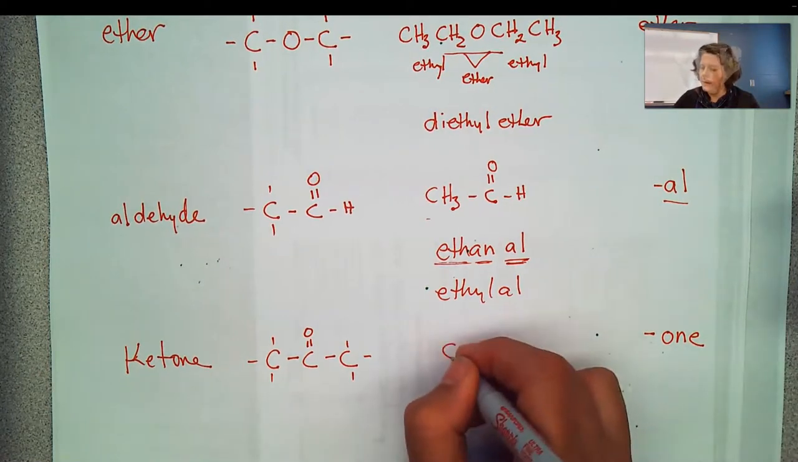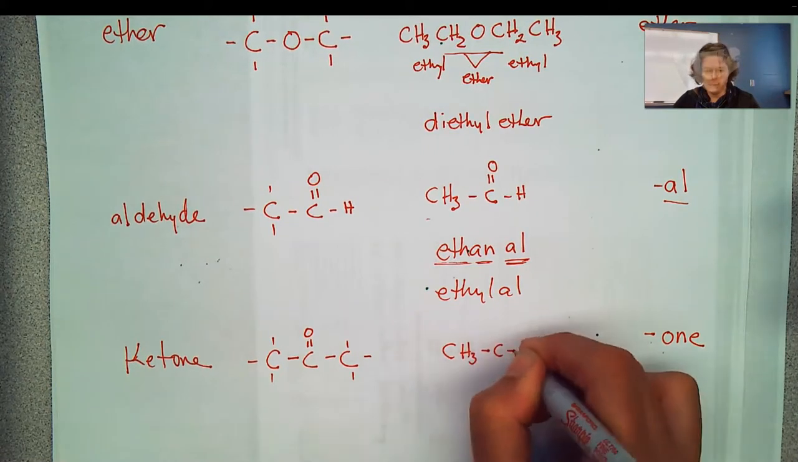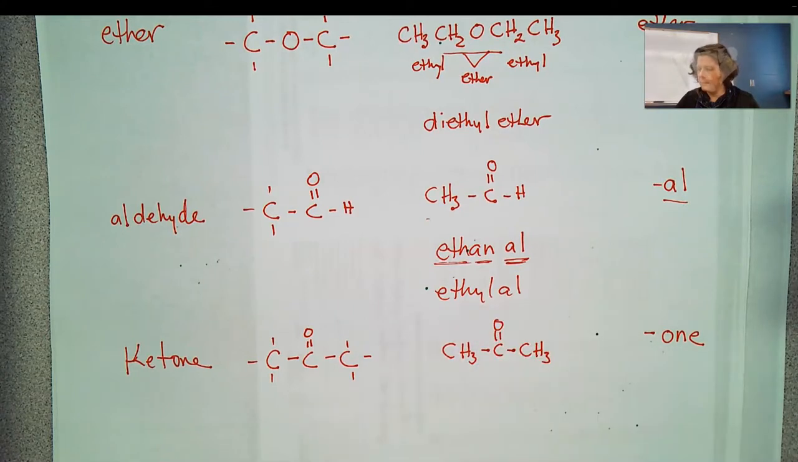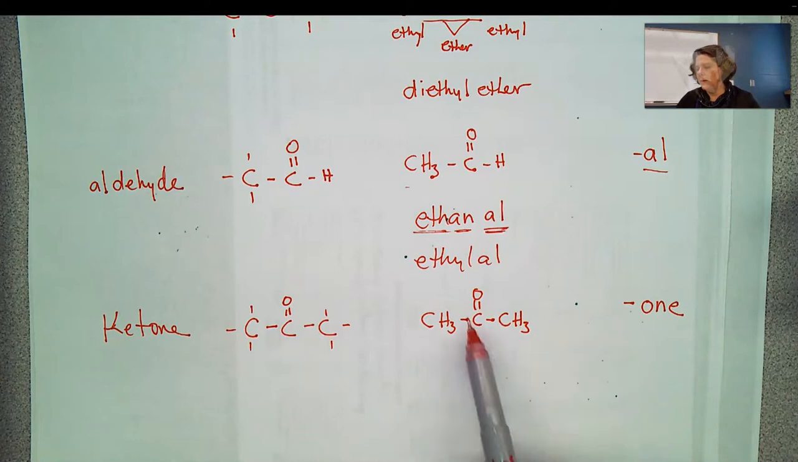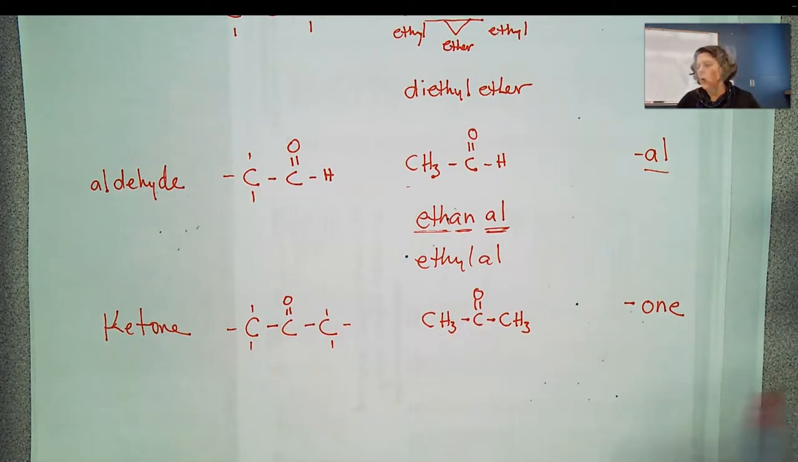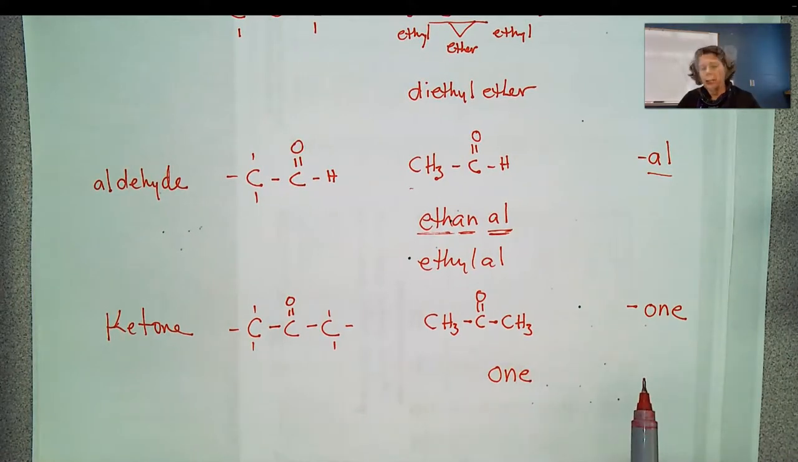So if I drew the basic one, now we do our same game again. We go, what's our functional group here? I see a carbon, carbon, carbon with a double bonded oxygen in the middle. That must mean it's a ketone. Ketones end with O-N-E, so this must end with O-N-E. What's my longest carbon chain inside of here?